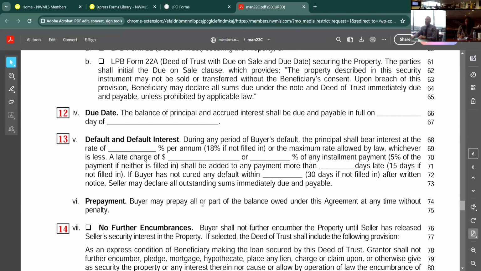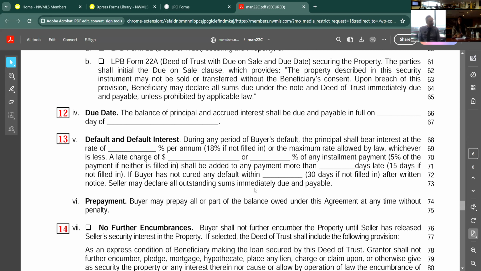Prepayment: buyer may prepay all or part of the balance owed under this agreement at any time without penalty. I know it's kind of funny to have that in there, but if you think about it, sometimes sellers want to have their money come out over time, and maybe they've got an income limit and they can't receive all this money at once. So there's a lot of things behind the reasons why this is in the contract.